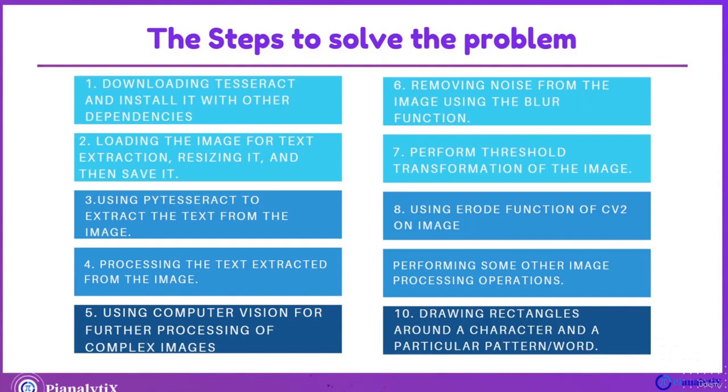Then we will use PyTesseract to extract the text from the image. Then we will start the processing of the text extracted from the image. For complex images, we will use OpenCV for further processing of that image. Then we will remove the noise from the image using the blur function. After that, we will perform threshold transformation of the image.